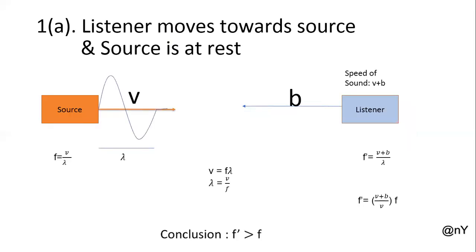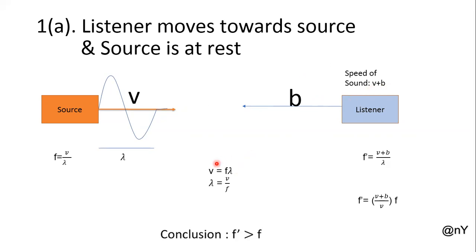Case number 1, when the listener moves and the source is at rest. The first part: when the listener moves towards the source and the source is at rest. Whenever the listener is moving, the velocity of that listener and the velocity of sound waves are also changing. In simpler words, when the sound waves are traveling towards the listener and the listener is traveling towards those sound waves, whatever the speed of sound will be, it will be a combined effect of v and b. Therefore, the new speed of sound is v plus b.